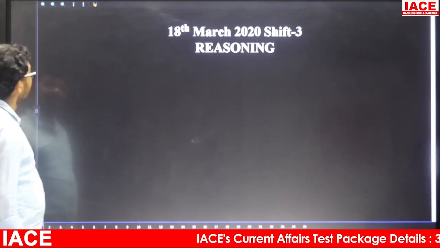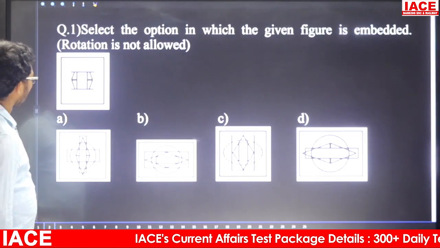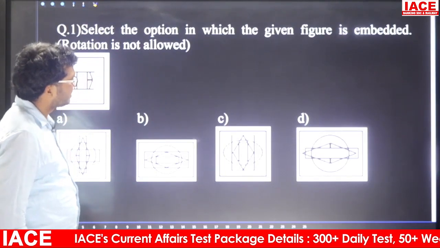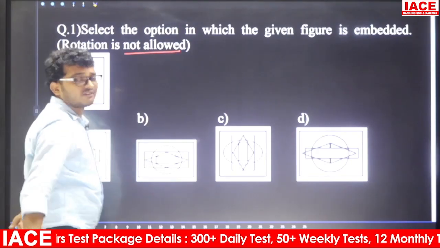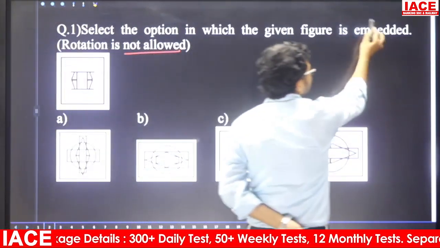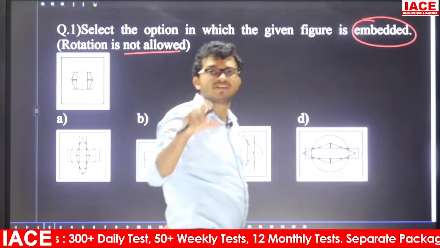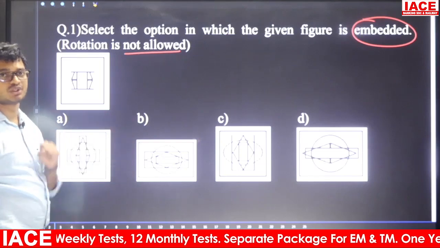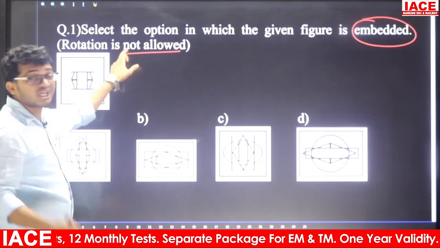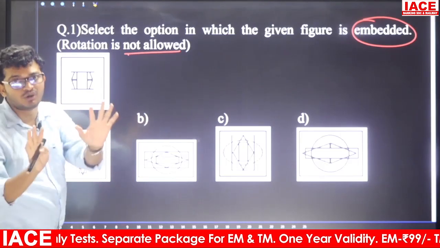Take the first question. Question number 1: Select the option in which the given figure is embedded. Here rotation is not allowed. Friends, what does embedded figure mean? Embedded figure means a hidden figure. So the given figure is hidden in which of the following 4 options. But the given condition is that rotation is not allowed, which means we are not going to rotate.